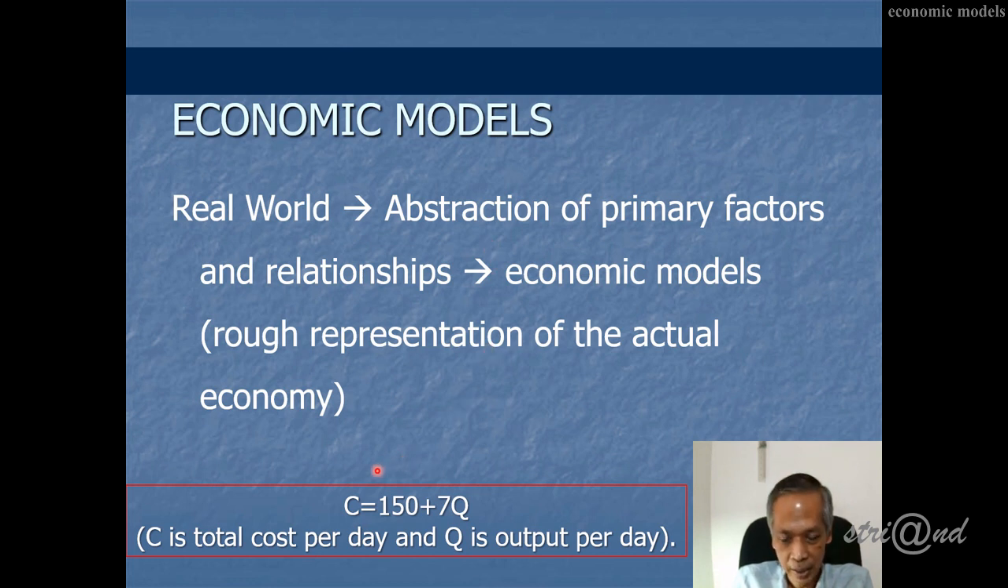For example, in this equation that we have here, it is an equation of total cost. The C here is total cost. The Q here is the output. In the real world, total cost is influenced by many factors, not just the quantity of output. There are many other factors, for example, the behavior of the employees, and still many other factors.